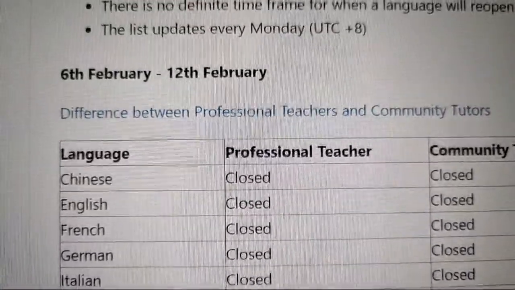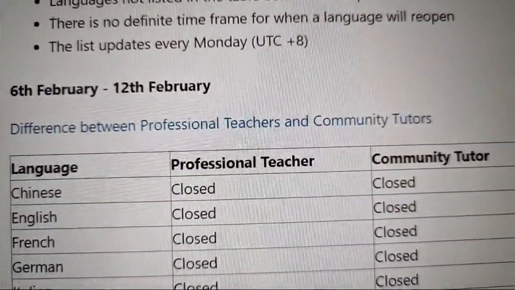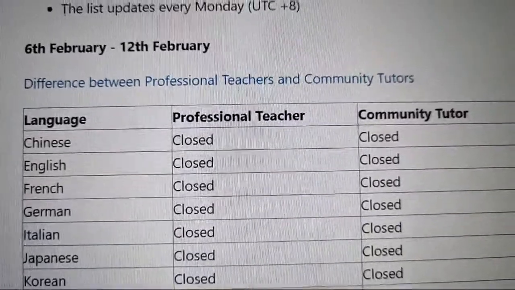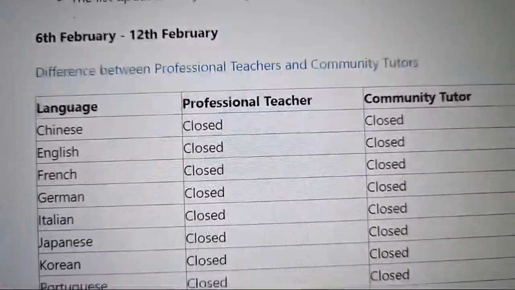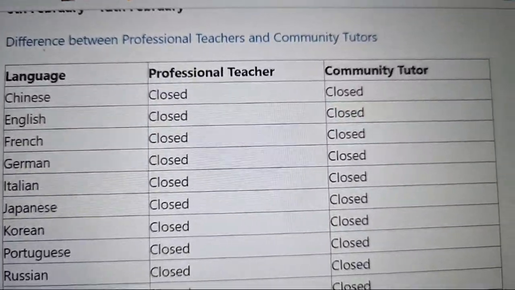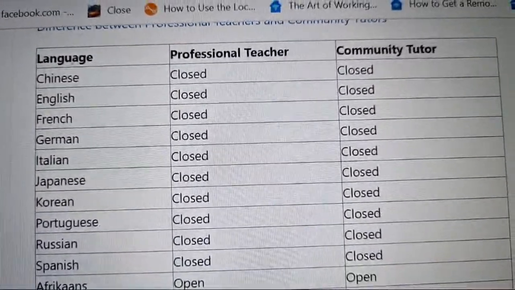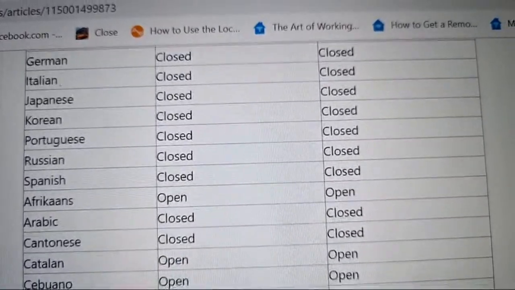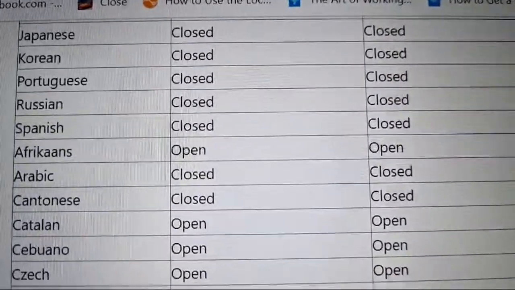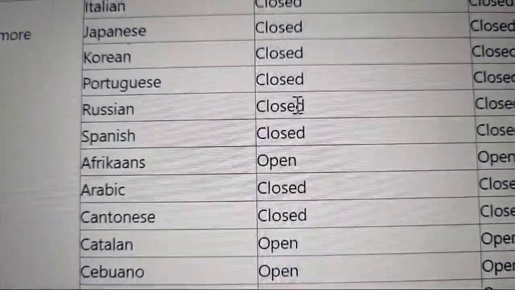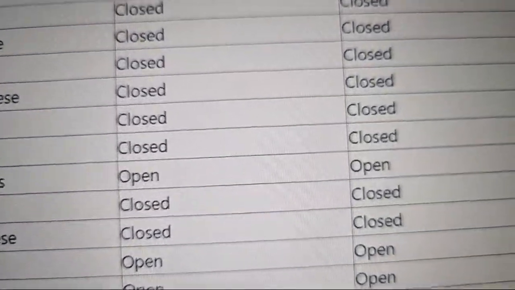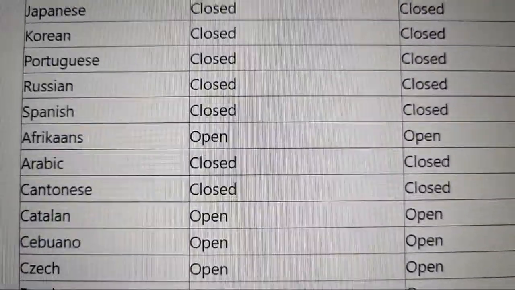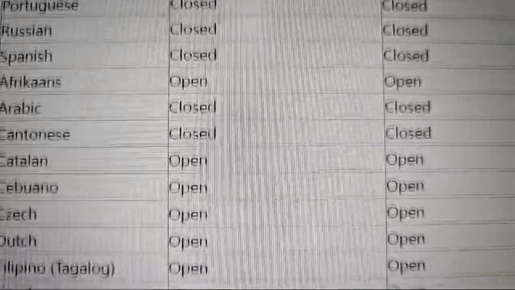The languages you find on the platform here are usually the most popular languages. Sometimes it can be open for a professional teacher but closed for a community tutor. You can see right here, Chinese, one of the most famous ones. English is closed. French is closed for both. German, Italian, Japanese, Korean, Portuguese, Russian, all these are closed. And then you can see Afrikaans. Where are my South African people? Afrikaans is open, which means it was closed some time back. These are the most common ones. We have Arabic closed for both.